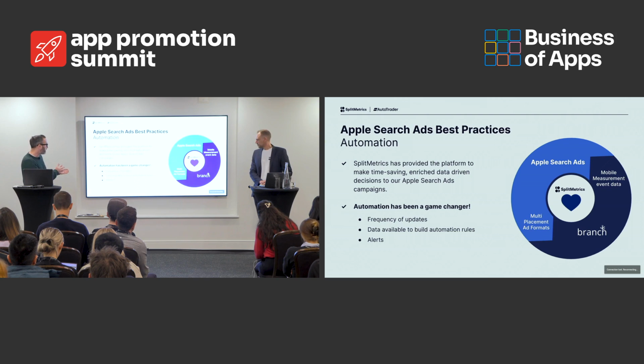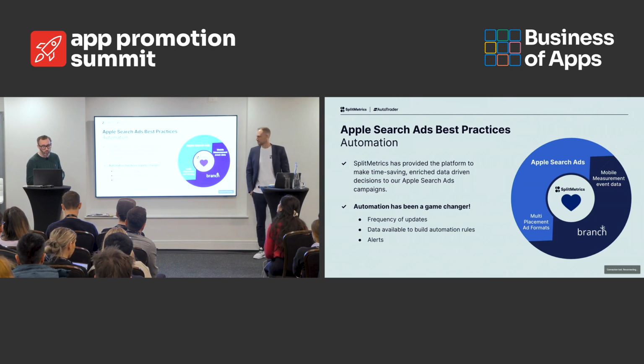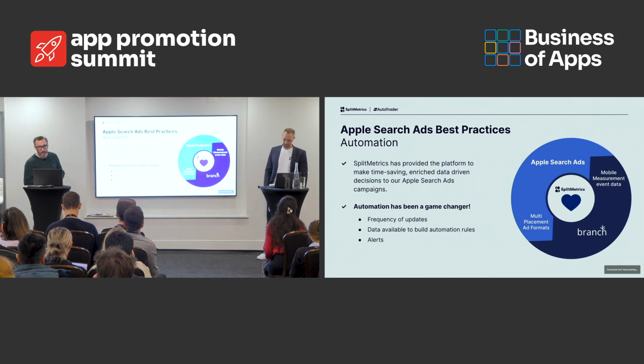And then, secondly, the one thing that has made a significant change for us is being able to build automation rules using those events. It's dramatically increased the frequency of changes that we make, from pausing non-performing keywords to increasing cost per tap or identifying changes in share of voice. It truly has been a massive set of helping hands.